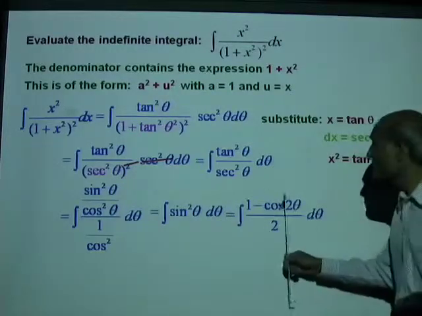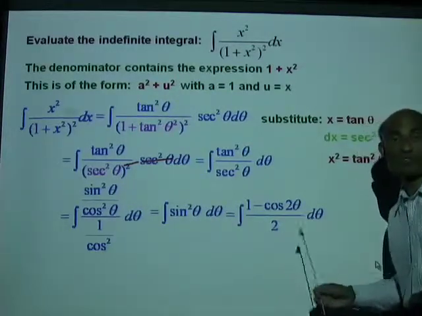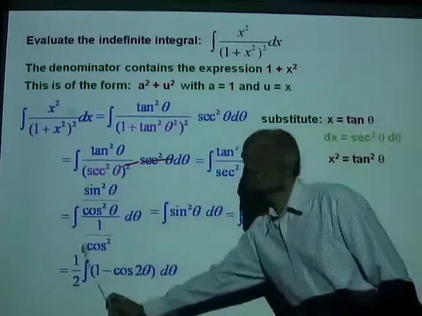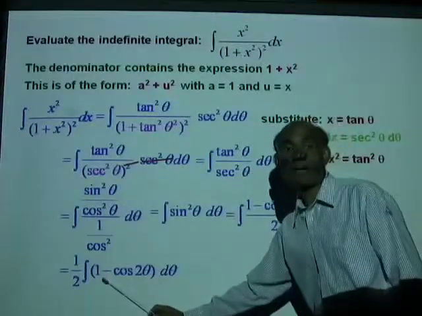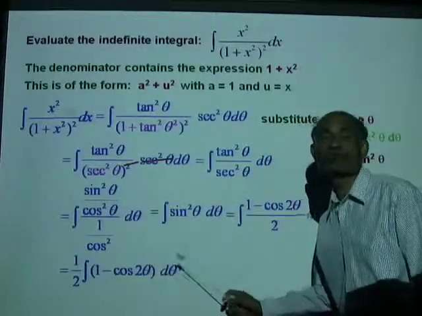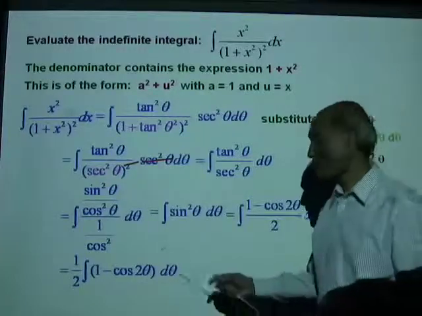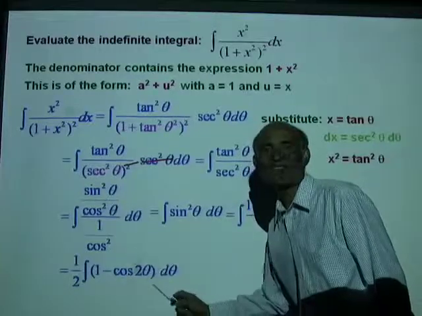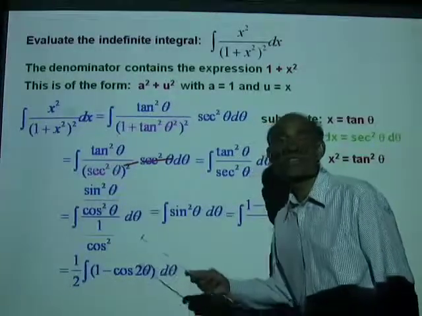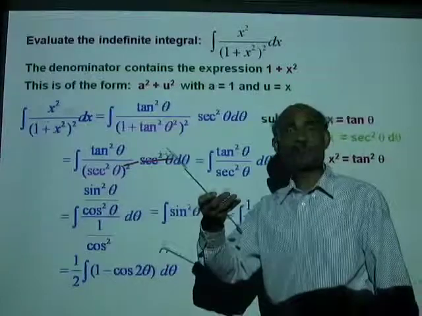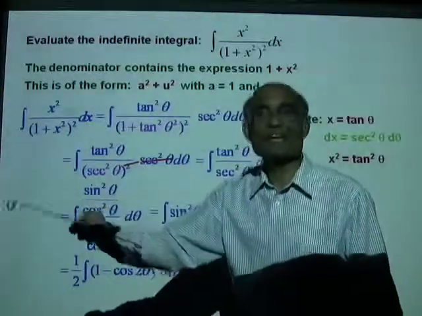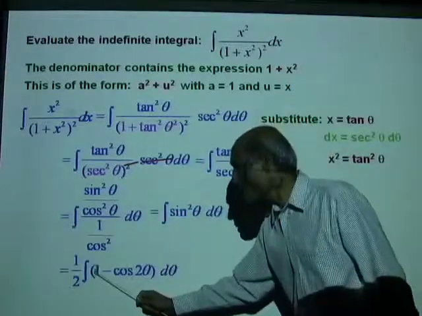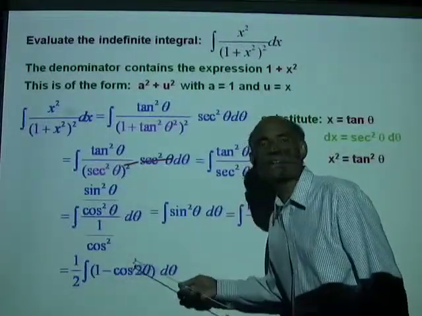And in order to evaluate this, we can split this into 2 if you want. Is that right? Or we can factor the 1/2 outside and write it as 1 minus cos 2 theta d theta. Alright? We can integrate this. What is integral of 1 d theta? Integral of 1 d theta is theta. Integral of 1 dx is x. Integral of 1 dv is v. Integral of 1 d theta is theta.